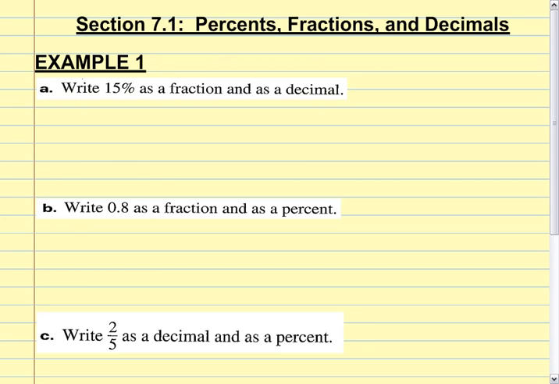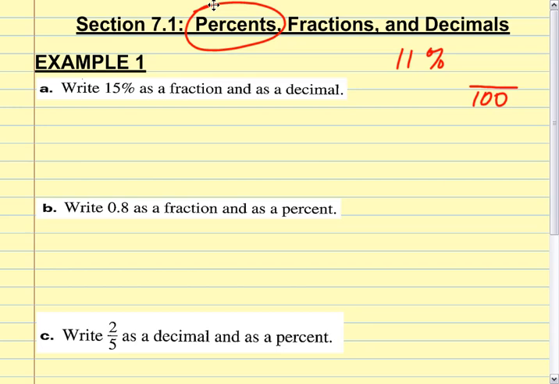Okay, folks, section 7.1, it says percents, fractions, and decimals. But really, the thing we're really talking about is percents, okay? Now, the percent sign is that little thing right there, okay? And we would read this as 11%. But remember, a percent is just a fraction. It's a special kind of fraction. It's a fraction with 100 on the bottom, okay?